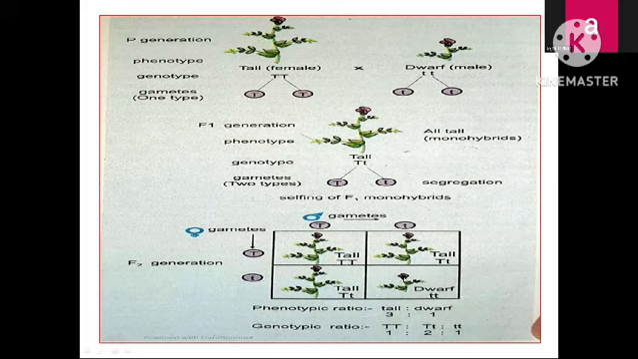So, phenotypic ratio is 3 plants are tall and 1 is dwarf, that is 3:1. And genotypic ratio is capital T, capital T 1 plant, capital T, small t two plants, and small t, small t 1 plant. So the ratio is 1:2:1.